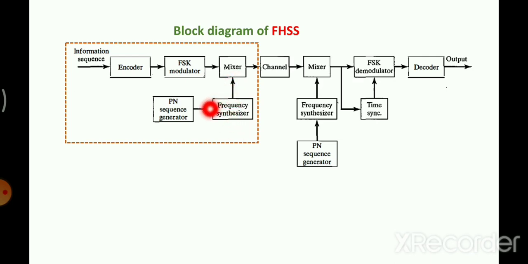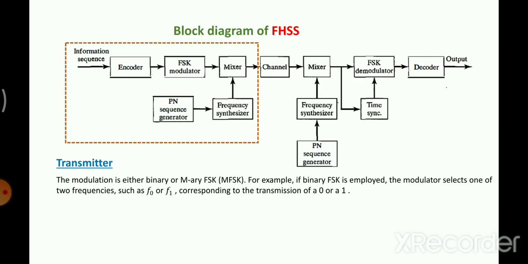Okay, so the PN sequence generates a sequence, and based on that a frequency will be generated or synthesized. That frequency will go and mix with the original carrier frequency. So overall you get a new frequency, that is a changed carrier frequency. Now this can happen very fast or very slow depending upon the PN sequence. Okay, so let us see here.